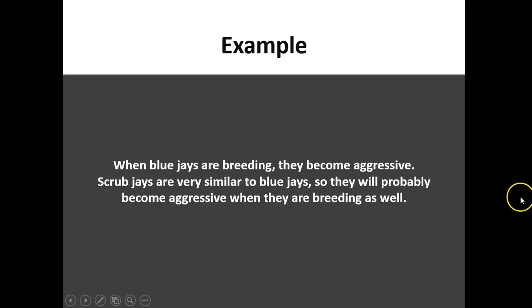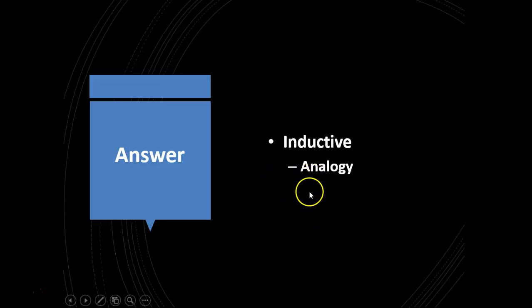When blue jays are breeding, they become aggressive. Scrub jays are very similar to blue jays, so they will probably become aggressive when they're breeding as well. So here you're trying to conclude that these scrub jays are going to be aggressive when they're breeding. Well, how do you know that? Because I know this about the blue jays, and they're very similar to the scrub jays, so I'm going to generate this conclusion. Well, we know it's inductive because the conclusion would not follow necessarily, even if the premises are true. It would follow likely or probably. And it's an analogy where you're comparing different things in order to generate the conclusion.